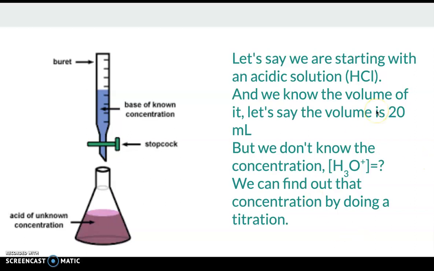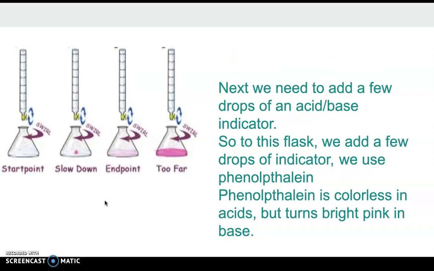Let's say we are starting with an acidic solution, HCl, in this Erlenmeyer flask, and we know the volume of it. Let's say there's 20 milliliters of HCl in here, but we do not know the concentration. We can find out the concentration by doing a titration reaction or experiment. Next we need to add a few drops of an acid-base indicator. If you can remember, an indicator can tell us the pH of a specific acid or base.